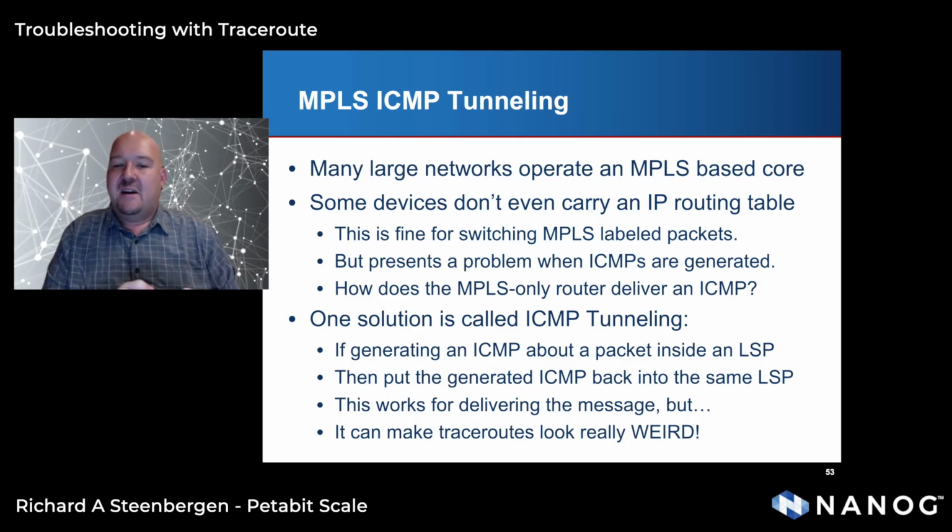So that's fine for all the packets that are switched through MPLS, but it presents a real problem when you need to generate ICMP. So how does an MPLS only router deliver an ICMP message? So one of the solutions that's been implemented is something called ICMP tunneling. So what happens here is if your device ends up generating an ICMP packet for whatever reason, that packet gets put back inside the same LSP that it was going on originally. And that works for delivering the message, but it makes the traceroute look really weird.